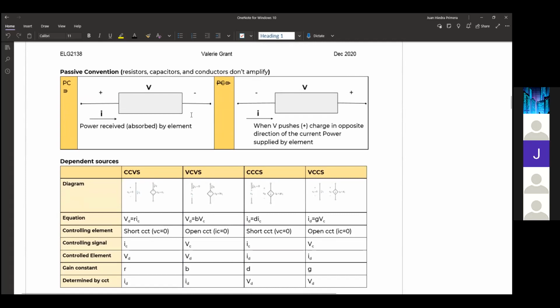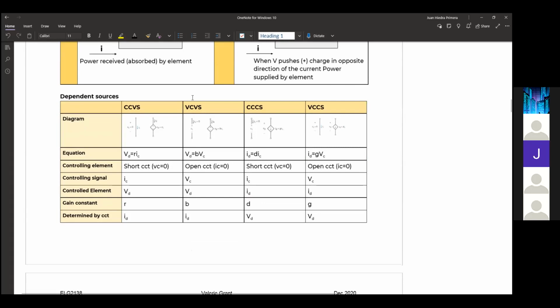Passive convention is how you read an element. And you usually look at it that the current goes from the positive to the negative terminal. If that's the case, the element is behaving with respect to passive convention, meaning that it's also a passive element. If the passive convention does not apply, the current is going from negative to positive of the element. When that's the case, then it's not a passive element, it's an active one, as mentioned earlier.